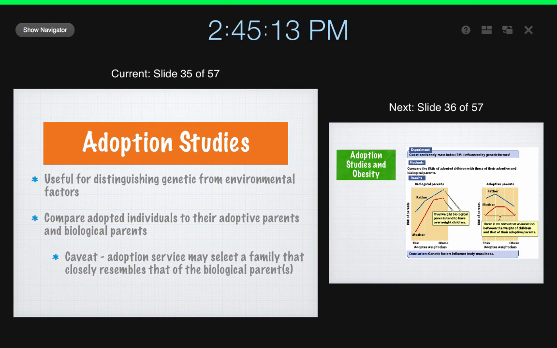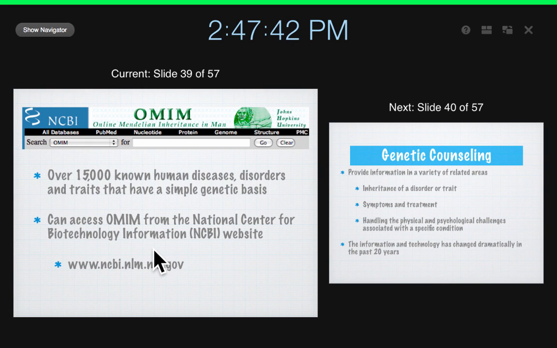All right. The other way to go is with adoption studies. So to take biologically related siblings, but then have them in different environments. The number of human disorders and diseases that have been mapped out and connected with specific genes is really quite large. There are over 15,000 known human diseases, disorders, and such.